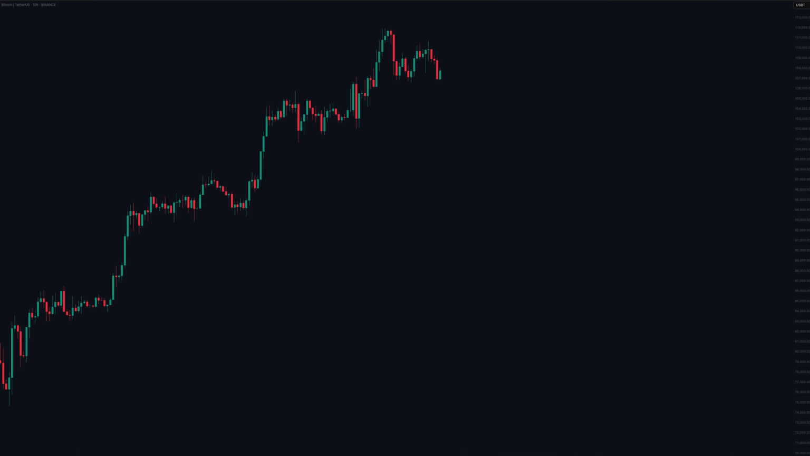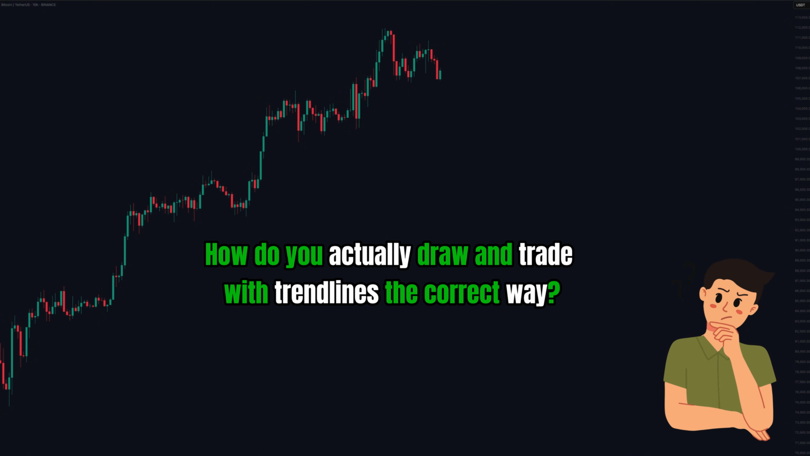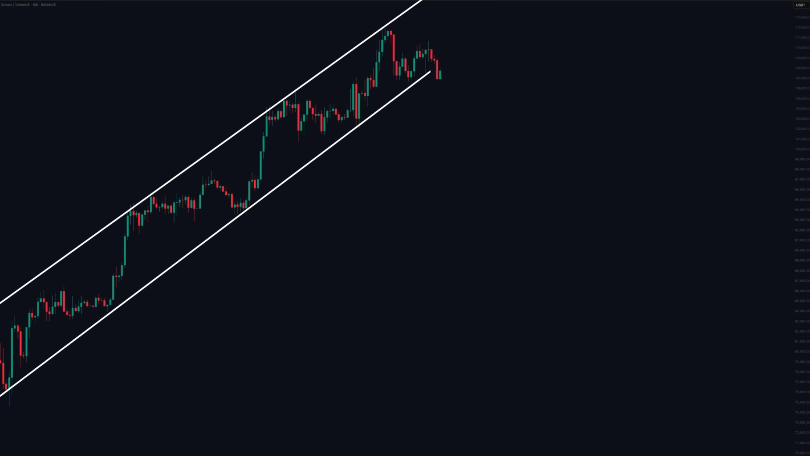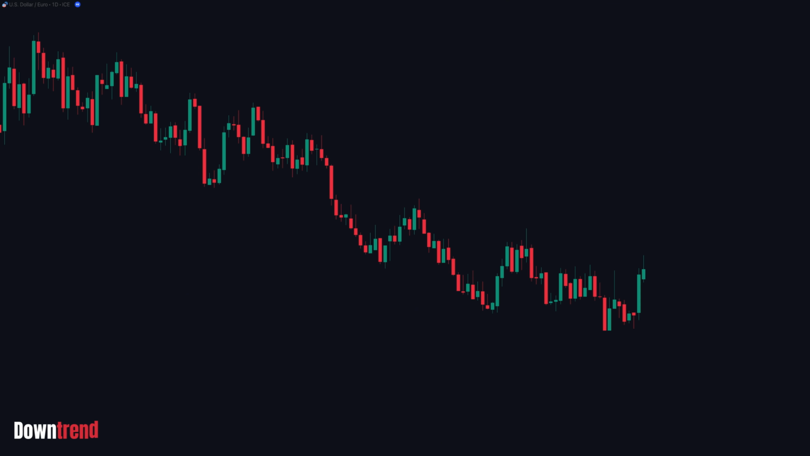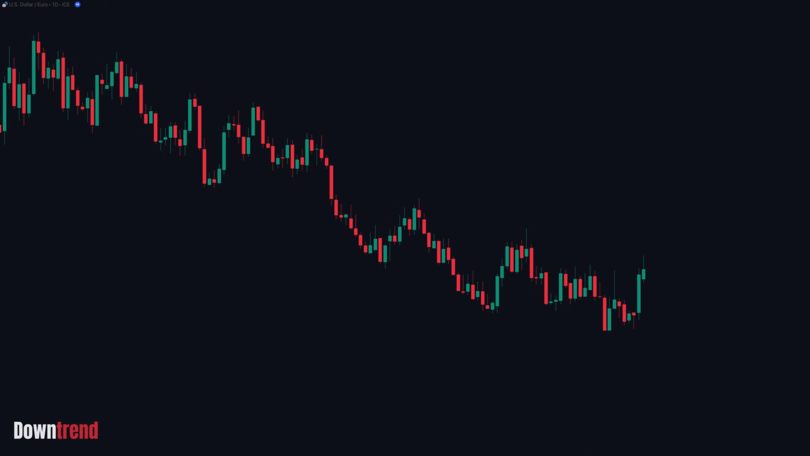One of the most common questions I get is, how do you actually draw and trade with trend lines the correct way? Let's keep it simple. A trend line is just a line we draw on the chart to connect key swing highs or swing lows when the market is trending. Let's start with a downtrend. Price moves in waves. It drops, then pulls back, then drops again. The lowest point before the pullback is called a swing low, and the highest point before the next drop starts is a swing high. In a strong downtrend, price keeps making lower highs and lower lows.